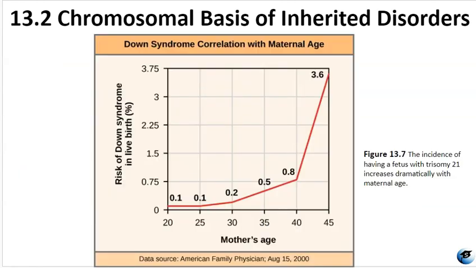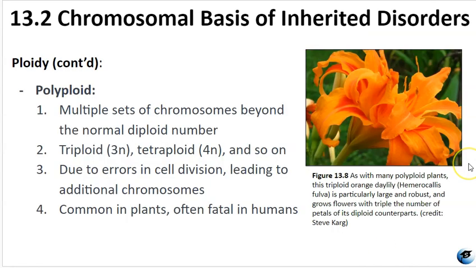Because the likelihood that an egg will contain an extra copy of chromosome 21 increases significantly as a woman ages, older women are more likely than younger women to give birth to an infant with Down syndrome. Figure 13.7 is showing the incidence of having a fetus with trisomy 21 and how it increases dramatically after the age of 40. Polyploid organisms have multiple sets of chromosomes beyond the normal diploid number.